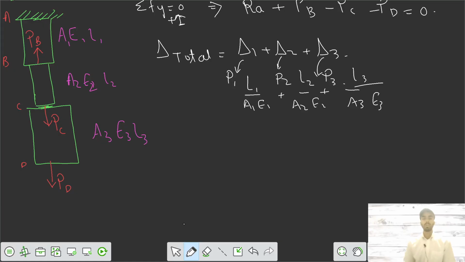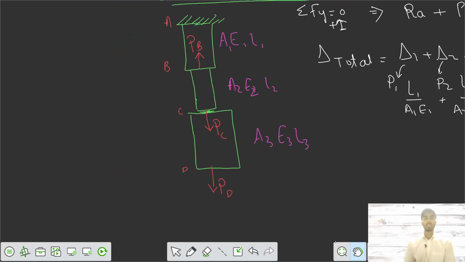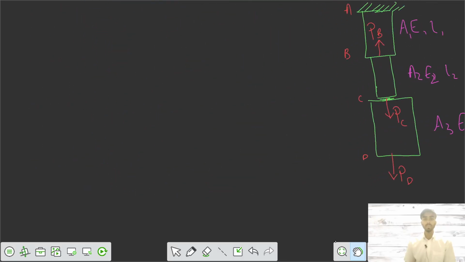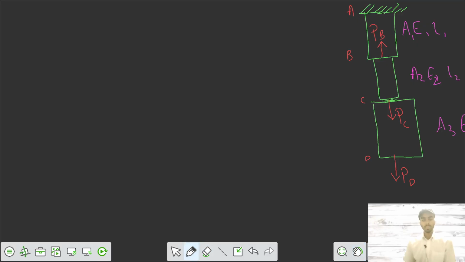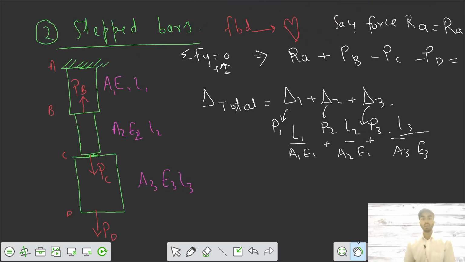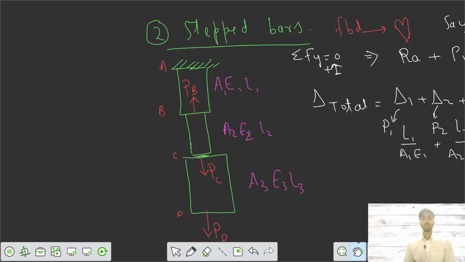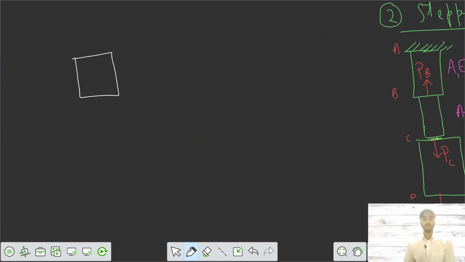But firstly you need to know P1, P2, P3. For that, free body diagrams are a must. Let's take free body diagrams. This one is your, we assumed the direction of reaction A as upwards, RA. This one is your RA.